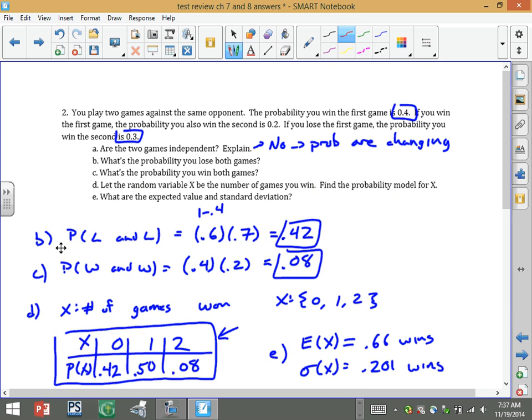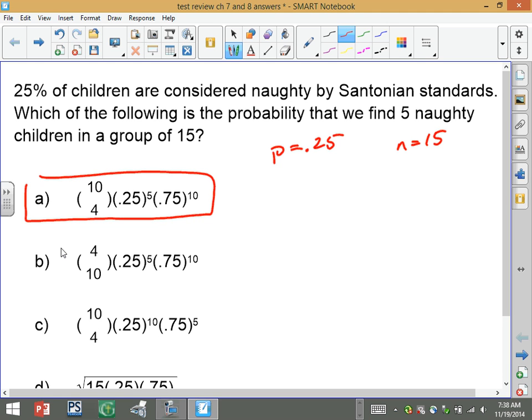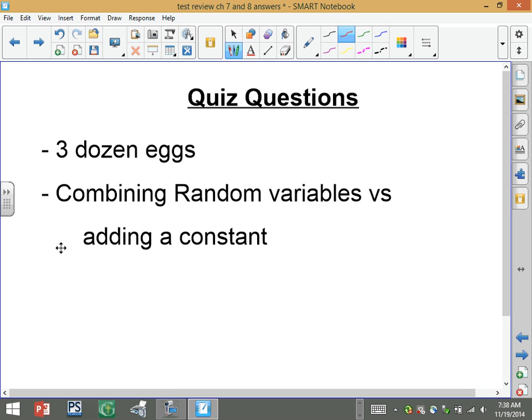A couple other problems real quick, just to remind you about using your binomial formula. The probability that we get a naughty child is 0.25, with 15 trials. We want 5 out of 15, and just using your formula, you get the number of ways to choose the naughty ones, and then the probability of naughty raised to the number of naughty, times the probability of not naughty raised to the number of not naughty.